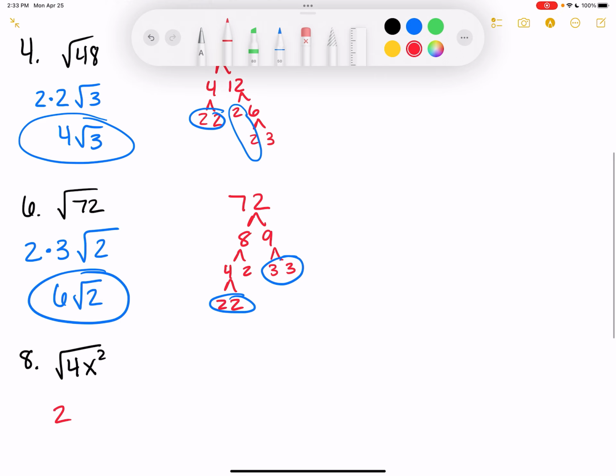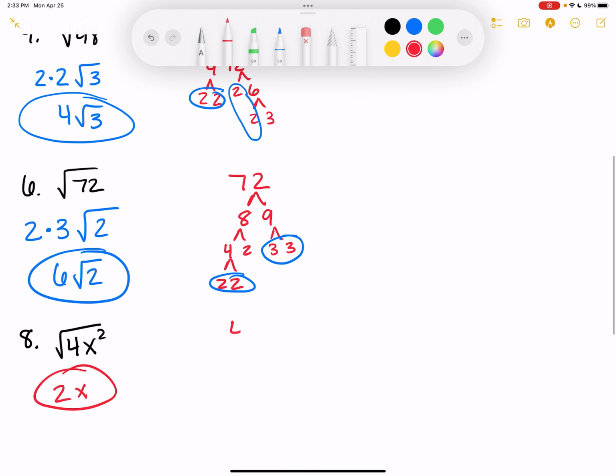Now, the x's. There's x times x. That's x squared. That's a buddy, so I can take an x out. So my answer is 2x. If you feel like you need to see it as a tree, you can still do it this way. 4x squared factors into 4 and x squared. 4 factors into 2 and 2. X squared is x and x. So then you have buddies, and you take them out.